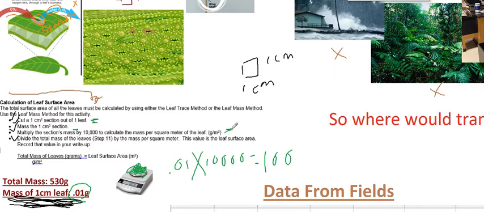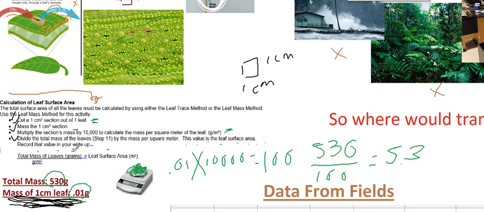Divide the total mass of leaves, which I got is 530, by the mass per square meter, which is that number 100. So divide that by 100 and you get 5.3. That says this is the value of the leaf surface area. Record this in your lab write-up.